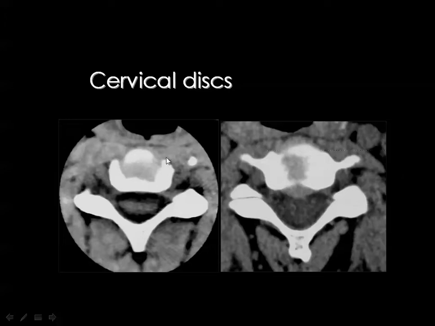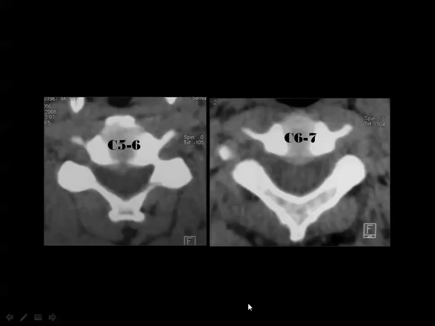Then you go to the section where you can see disc material and look along the posterior edge of the bone. If you don't see disc material, this is a normal disc. If you see disc material like this, this disc is abnormal, and I will explain how you can separate these abnormalities.